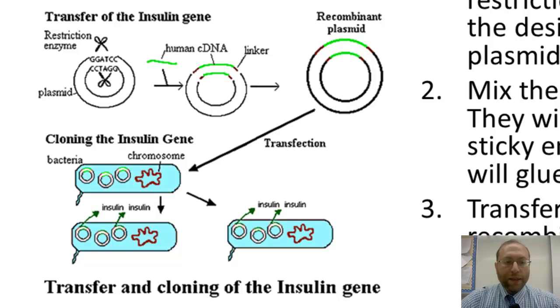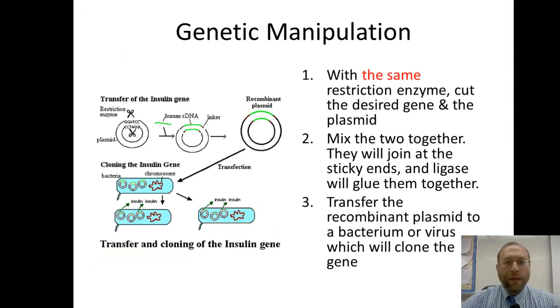Then the plasmid is put into a vector, which would be a bacterium or a virus, and then the gene is cloned by the bacteria itself, making multiple copies of the plasmid, or also by the bacteria itself reproducing, and that way also making multiple copies of the plasmid. Now I'm going to show you a video that summarizes how genetic manipulation occurs.